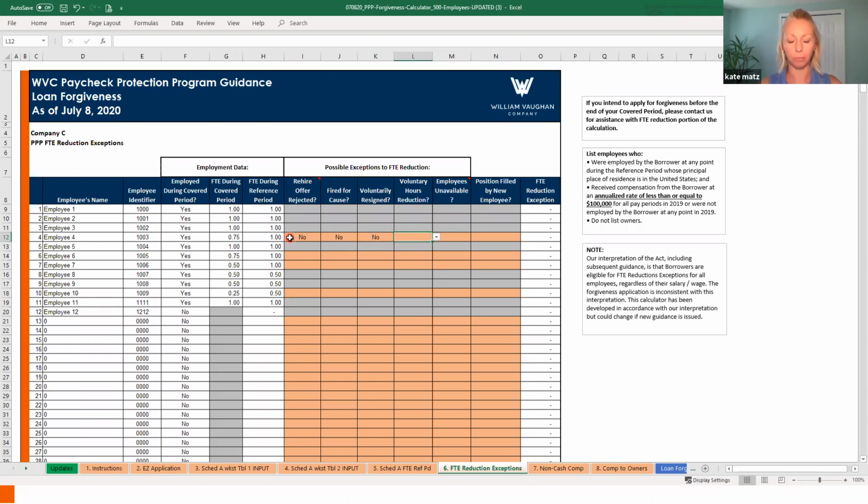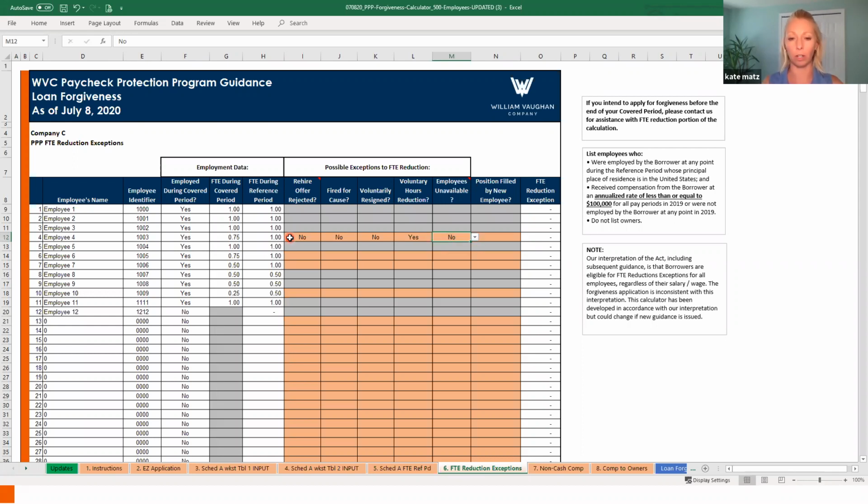Voluntary hours reduction. So did somebody kind of say, hey, you know what? This is a tough time for you. It's a tough time for me. I've got kids at home now that I need to homeschool. How about I just cut back on my hours and that will help me out and help you out? That would be one where somebody had a voluntary hours reduction. So let's say for employee 4, that's exactly what happened. Employees unavailable. So this would be an exception if you had let somebody go or somebody left and you tried to replace them, but you were unable to find that skill set.